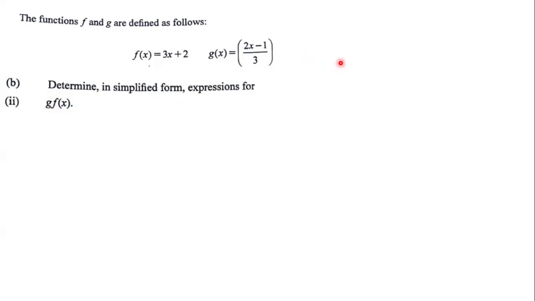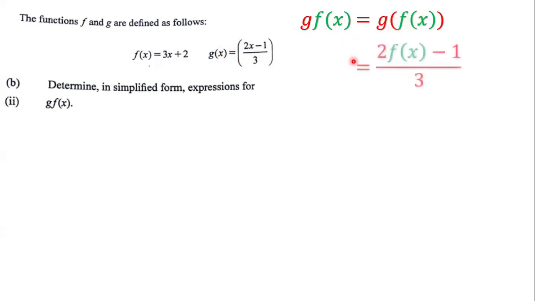Well, the first thing we have to do is we write g of f of x. And what does that mean? Well, that means that we have to take f of x and put it inside of g. But what is g of x? Well, g of x is defined as 2x minus 1 over 3. So wherever we see x, we're going to put f of x. And so we have x here, so we put f of x inside of g.